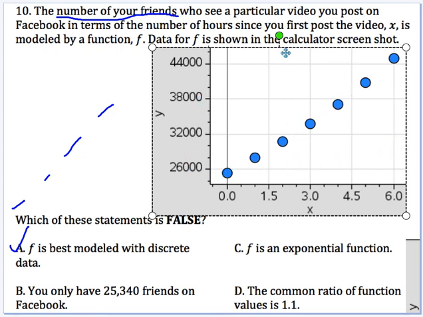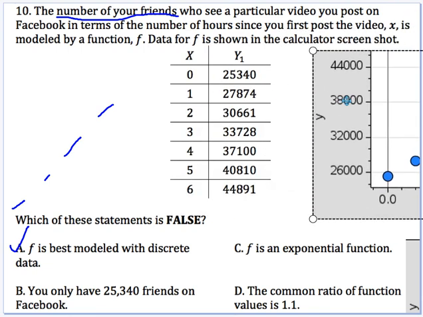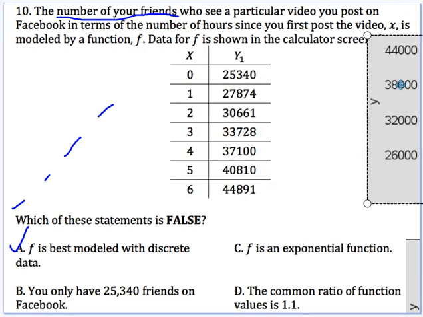Yeah, so that's why even though it looks linear, it is actually exponential, because with exponential, you're increasing very quickly or decreasing very quickly. And in this case, we are increasing incredibly fast. Somebody must be very, very popular. So I will tell you that, yes, this is an exponential function. So that one's correct. And it says the common ratio of the function value is 1.1.